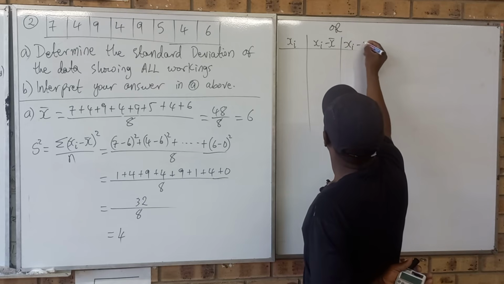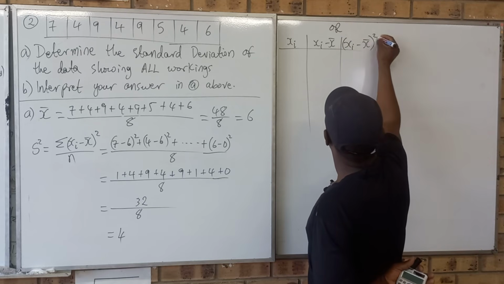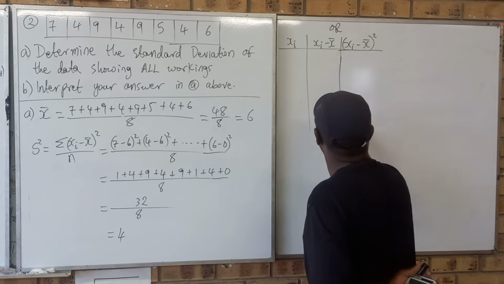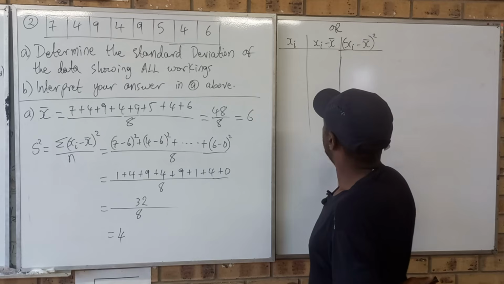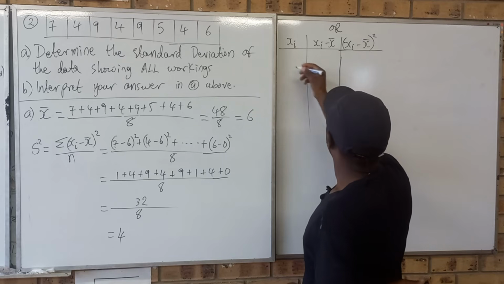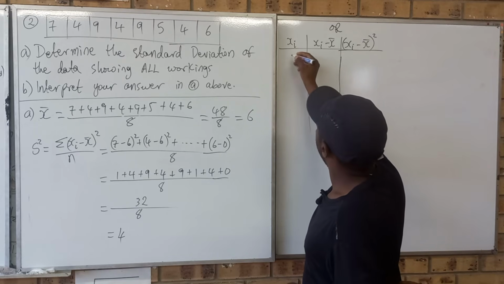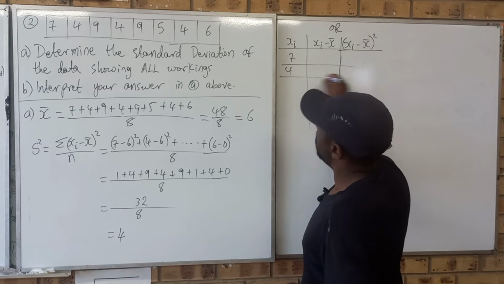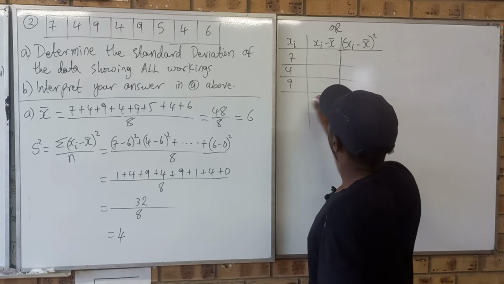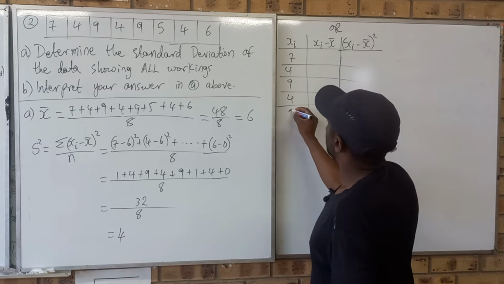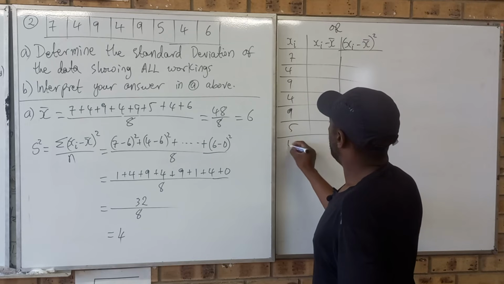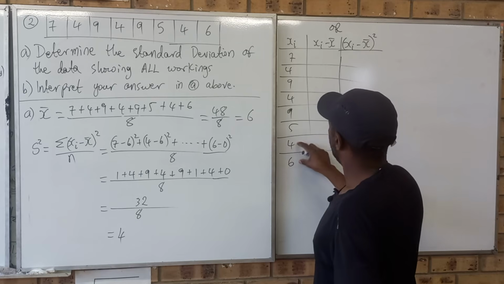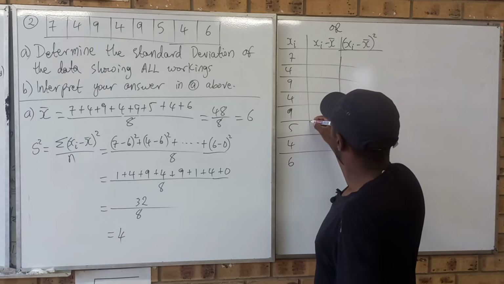So as I've told you, the main purpose for doing this in level 4 is just for you to understand how the formulas are working. If we start going to large data, we just use calculators or computers to do that for us. So we have 7, we've got 4, we've got 9, we've got 4 again, we've got 9, we've got 5, 4, and 6. 2, 4, 6, 8. So that's our data.